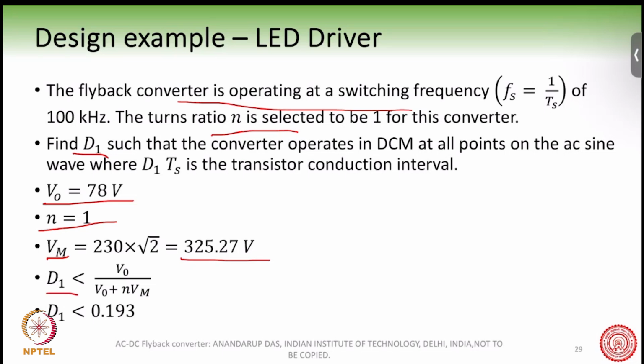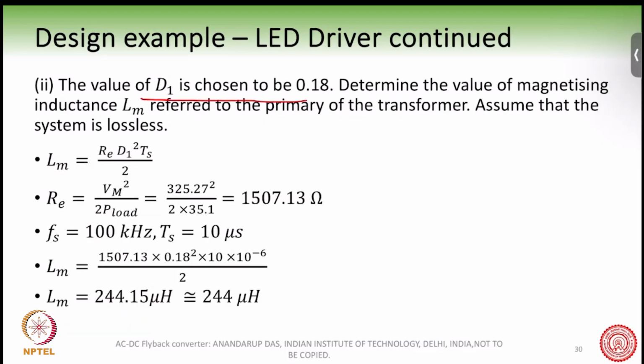And we have seen this value of D1 in one of the equations previously. So we must have D1 less than 0.193 to have it in DCM. So then we can choose the value of D1 to be 0.18.